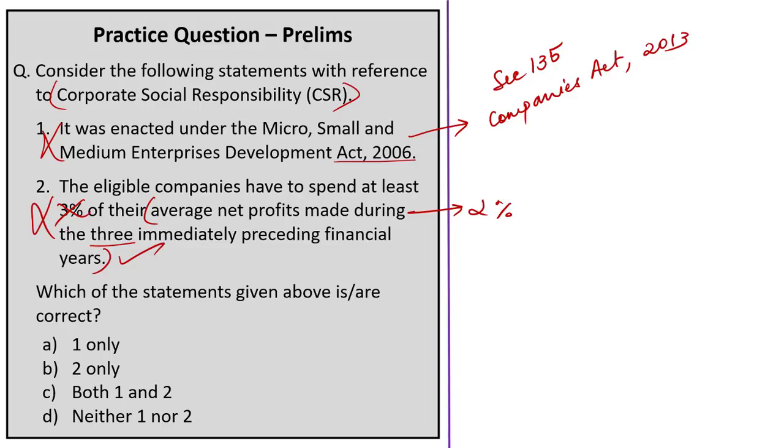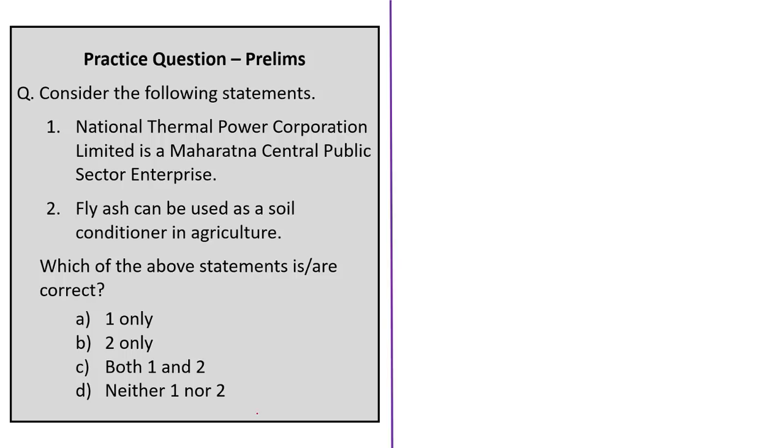Now, carefully you have to see that the question asks for the correct statements. Here, neither the first statement is correct nor the second statement. So, the correct answer to this question is neither 1 nor 2. In this question, 2 statements are given and we have to choose the correct statement.